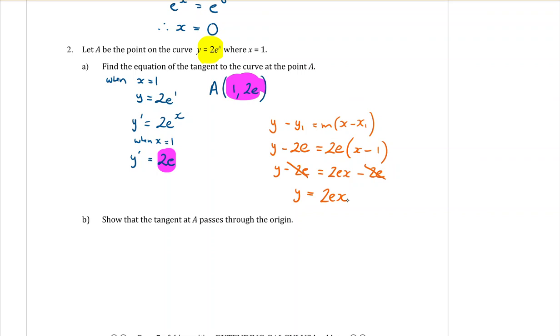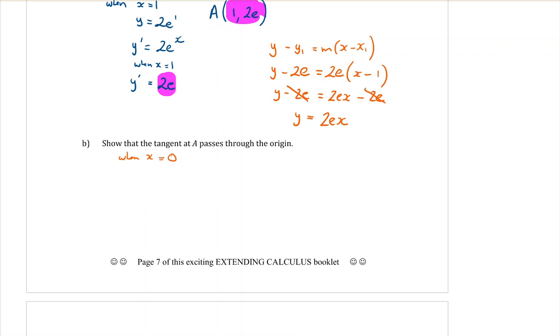How do I show that something passes through the origin? Show it passing through x. Yeah, so to do that, if I sub in when x equals 0, I should get y equals 0, right? We're just doing a check here. So when x equals 0, where am I subbing that into? The original. I'm showing that the tangent passes through the origin. Where am I subbing x equals 0? Into the equation of my tangent. So that is 2e times 0. Anything times by 0 is going to be 0.